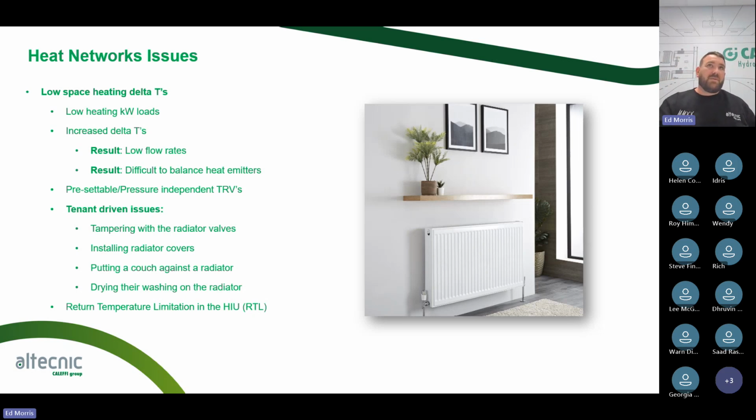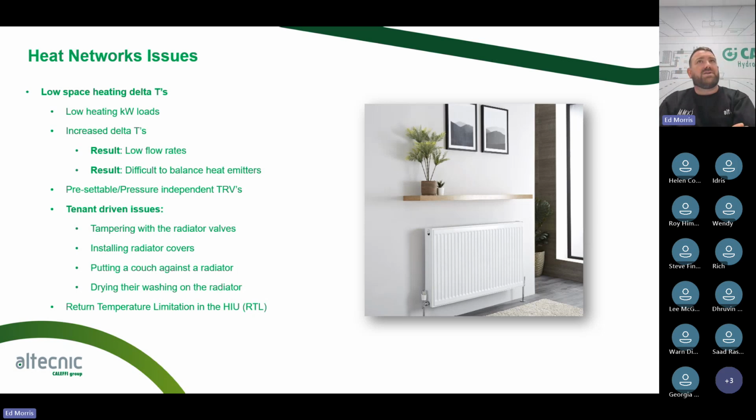Use something like a dynamically controlled or pressure independent thermostatic radiator valve, and then every single radiator becomes an independent zone. So no matter what you do to the system, you're still delivering the right flow rate and the right temperature at any one time. So that's something to consider as well.